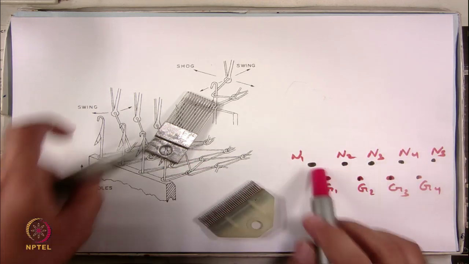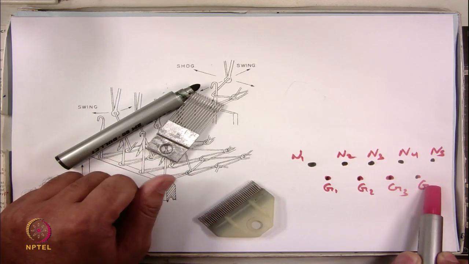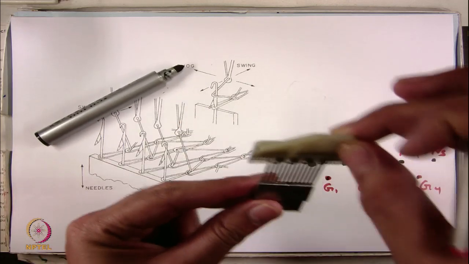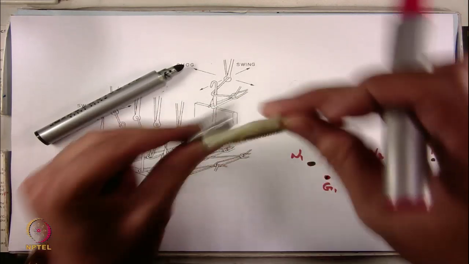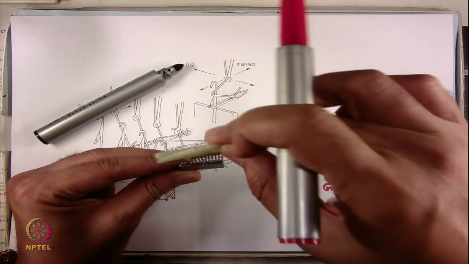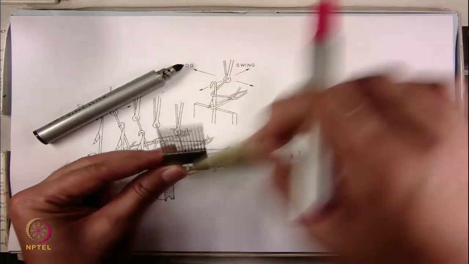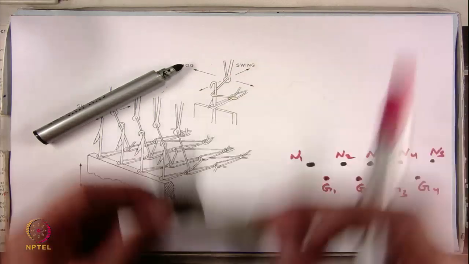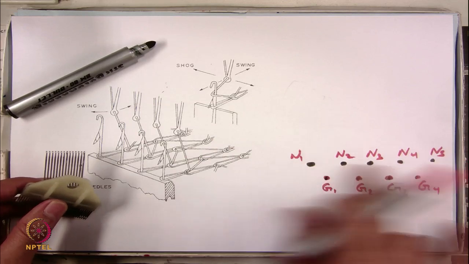For each needle you will have one guide associated for the loop formation in one course, and this is how needles will be standing in reality. They will be standing vertically and the guides will also be standing vertically, so that they can make the movement across this needle block. This is how the yarns are provided to each individual needle.